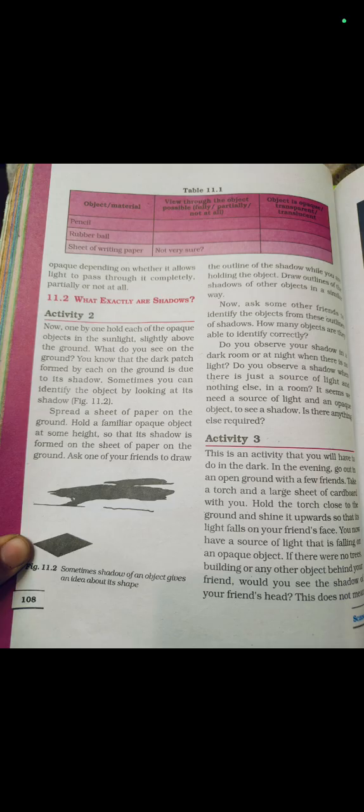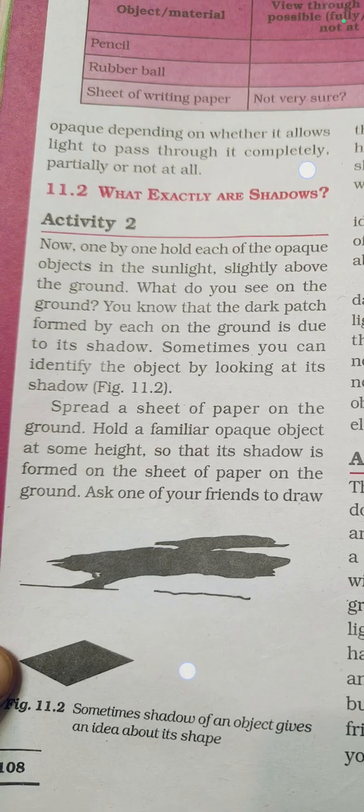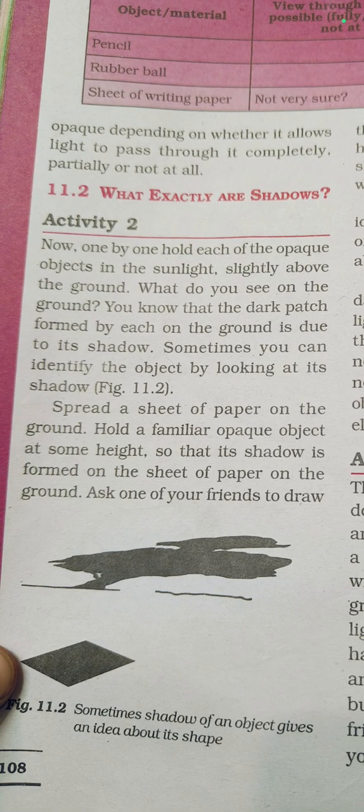Okay. Then activity 2, what exactly are shadows? Purnashri will read. Activity 2. Now, one by one, put each of the opaque objects in the sunlight. Place it above the ground. What is on the ground? You know that the dark patch that forms on the ground is due to its shadow. Sometimes you can identify the object by looking at its shadow. You can also identify whose shadow it is.